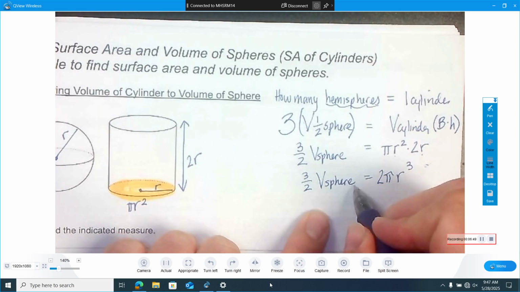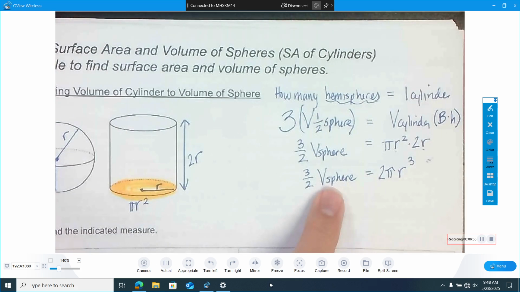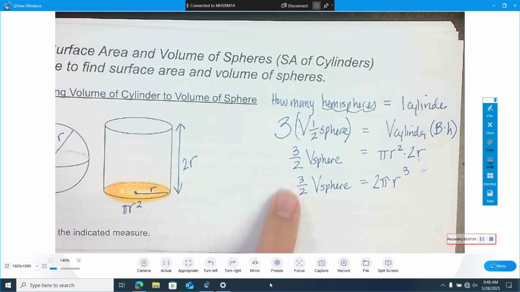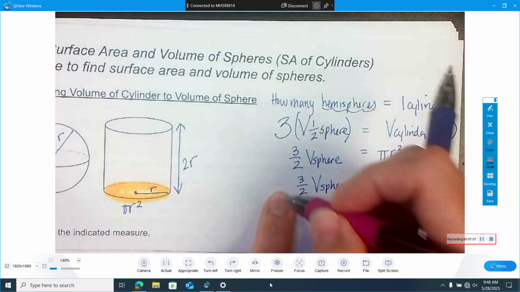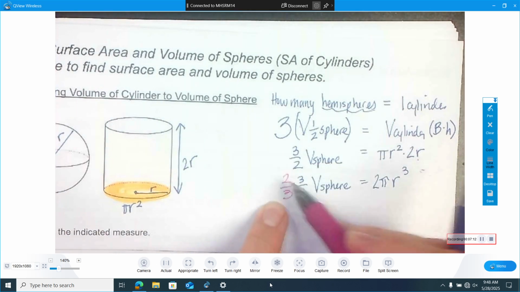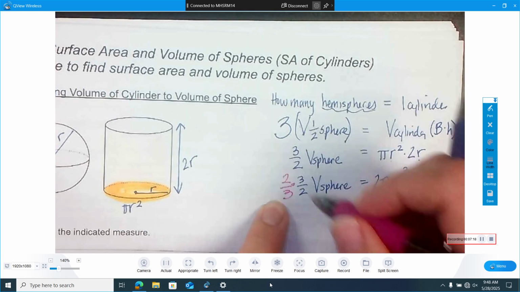And this is what we're trying to figure out. We don't know what the formula for volume of a sphere is, so I want to get this volume of a sphere by itself. How can we get rid of the 3 halves? Multiply by 3 halves or multiply by 2/3? Multiply by 2/3. Yeah, it's multiply by the reciprocal. If I multiply by 2/3, we would get 6/6. And what is 6/6? 1.